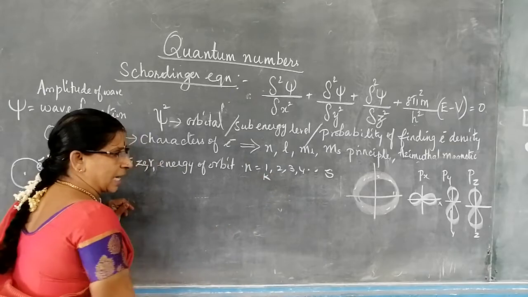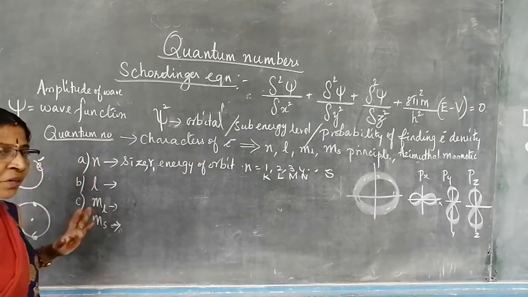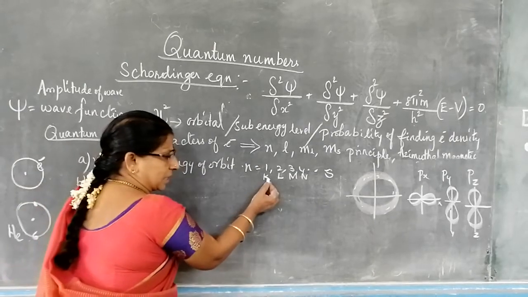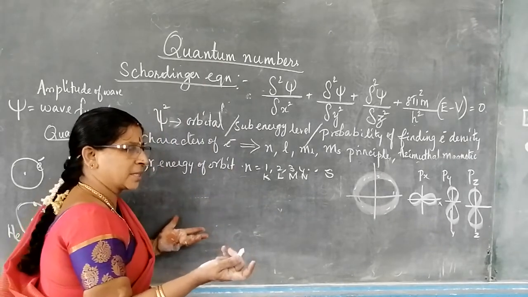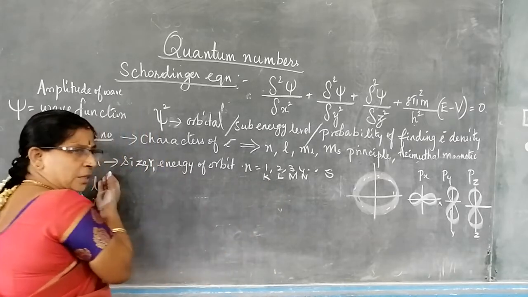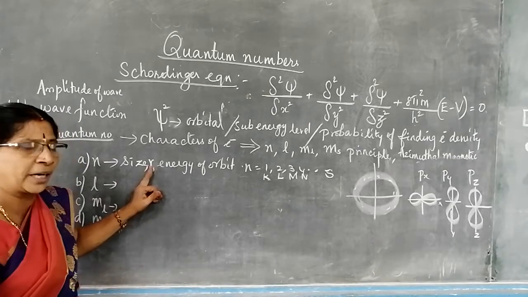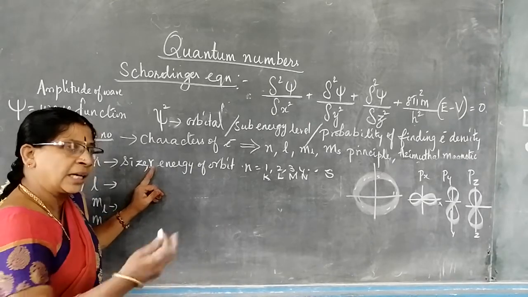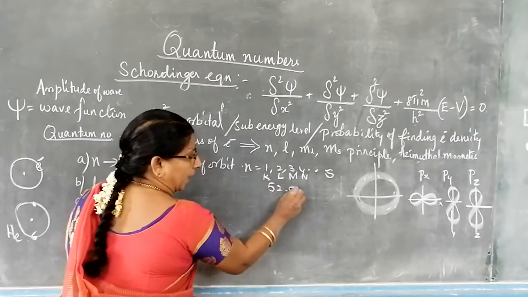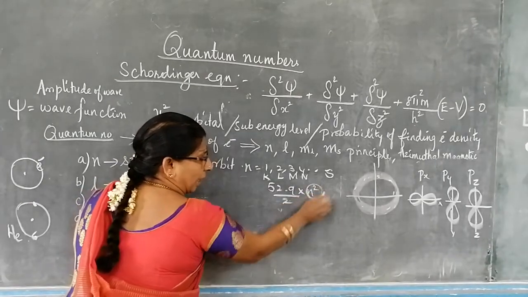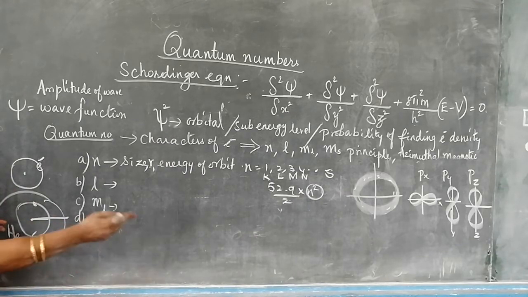n equals 1 means K shell, then L shell, M shell, N shell. Like this it goes on. So from that we can understand which is larger in size, K shell or M shell? K, L, M. So which will be bigger in size? M is bigger compared to K. So n value tells about the size, the radius. Already we have studied the formula for radius: 52.9 into n square by Z. So as n value increases, the radius of the orbit also will increase.